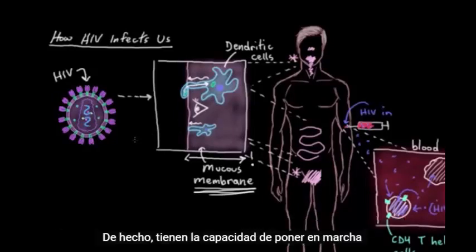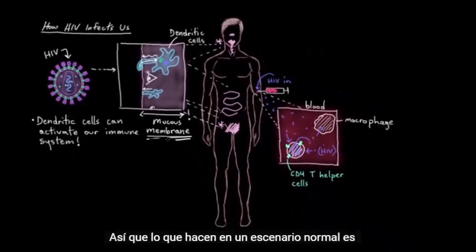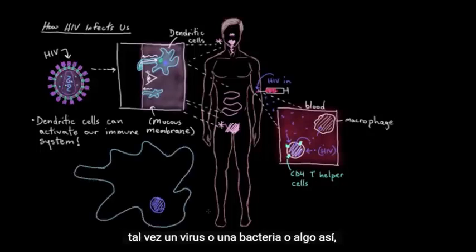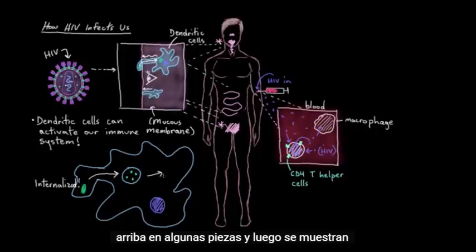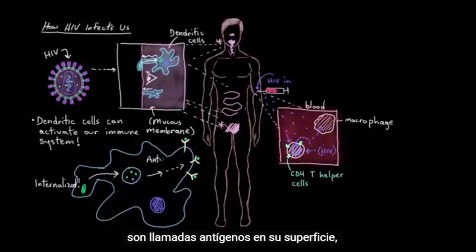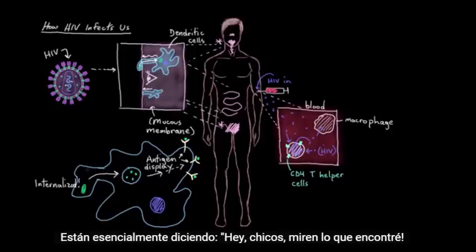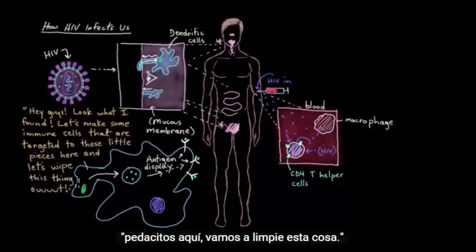They actually have the ability to kick off a pretty big immune reaction depending on what kind of particle they've found. And so what they do in a normal scenario is that if they find something they're worried about, maybe a virus or a bacteria, they internalize it, and then they cut it up into a few pieces, and then they display little pieces of it, which at this point are called antigens, on their surface, because essentially they want to get other immune cells' attention. They're essentially saying, hey guys, look what I found! Let's make some immune cells that are targeted to these little pieces here, let's wipe this thing out!